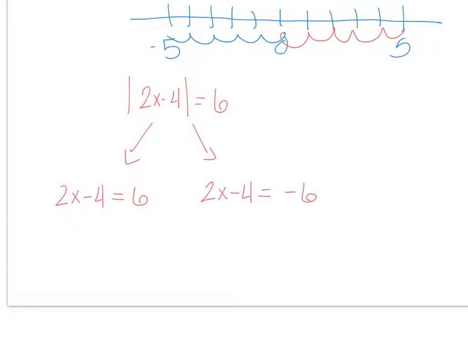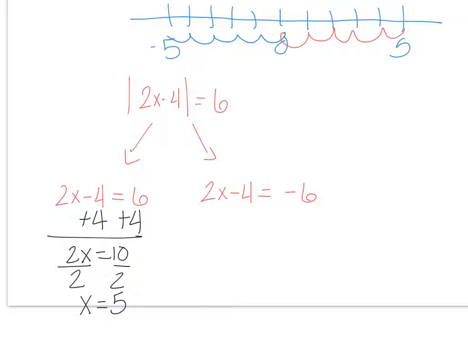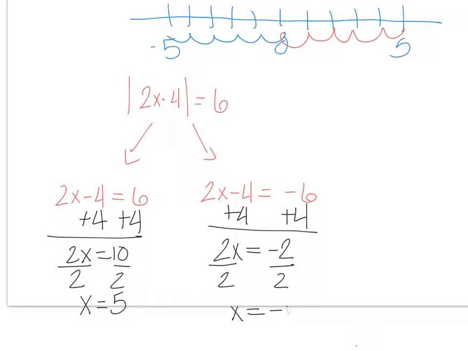So I'm going to solve the first equation. I'm going to add 4 to both sides. So I get 2x is equal to 10. Divide by 2, so x is equal to 5. And then the other equation, I'm going to add 4 again to both sides. So I get 2x is equal to negative 2. Divide by 2, so I get x is equal to negative 1. So there are two different values of x that will give me an absolute value that's equal to 6, 5 and negative 1. So let's check my answer.